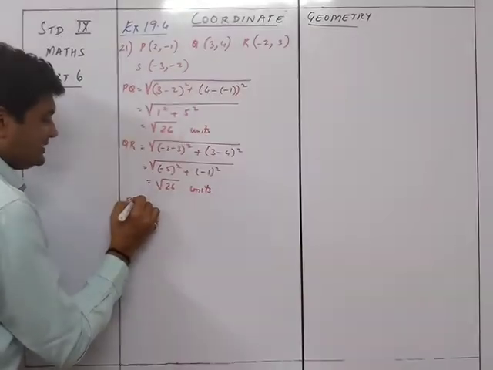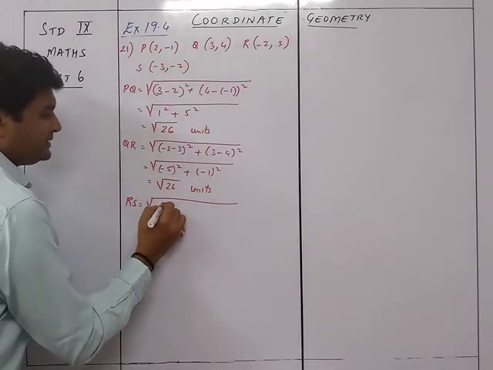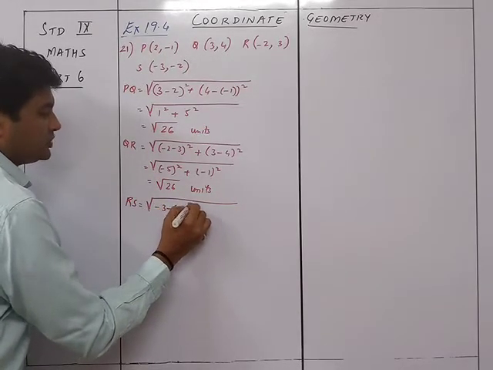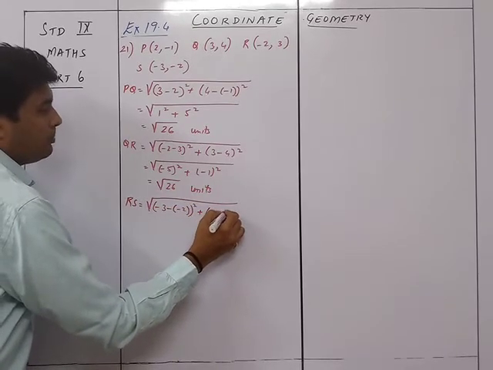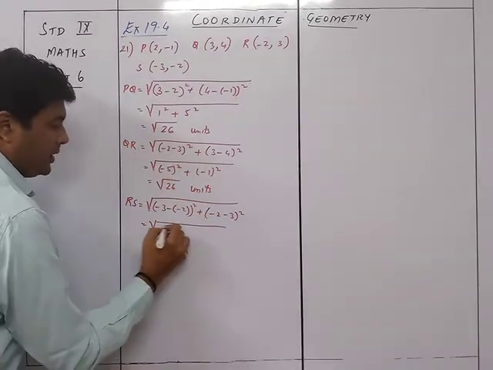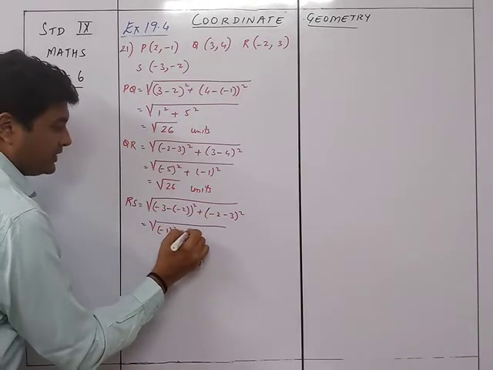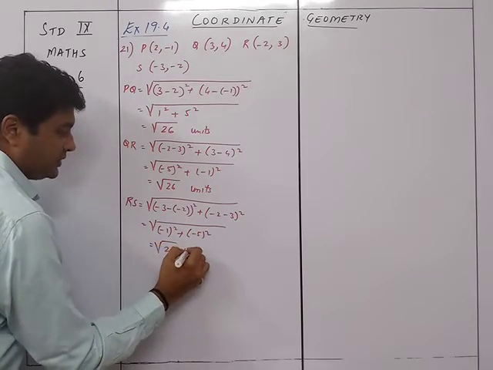So next is RS. Minus 3 minus of minus 2 the whole square plus minus 2 minus 3 the whole square. Again it will be the same thing. Minus 1 the whole square plus minus 5 the whole square, that is root 26 units.